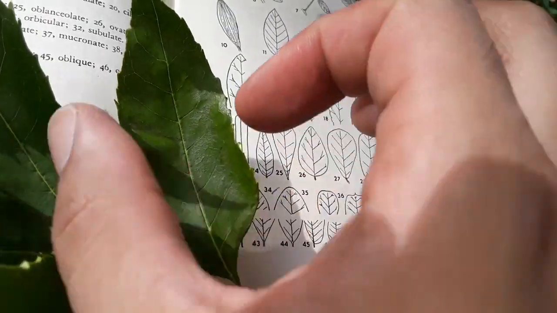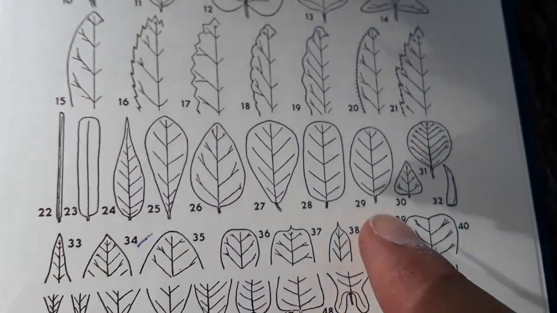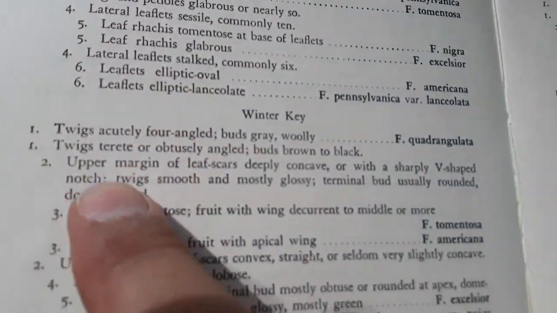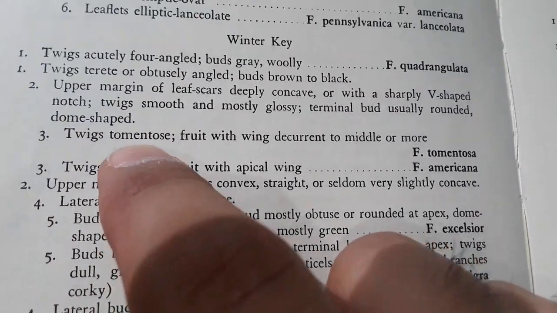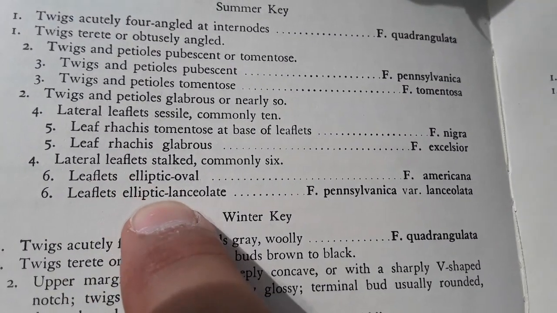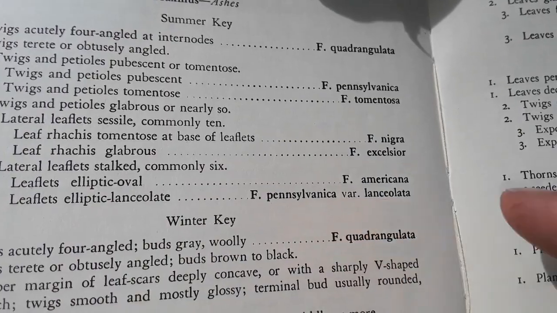All right. Consistent broadness until the end. So kind of like this, but with a little thin tip at the end. And so we would pick, where are we? Oh, that's the winter key. Leaflets elliptic lanceolate. Fraxinus pennsylvanica variety lanceolata.